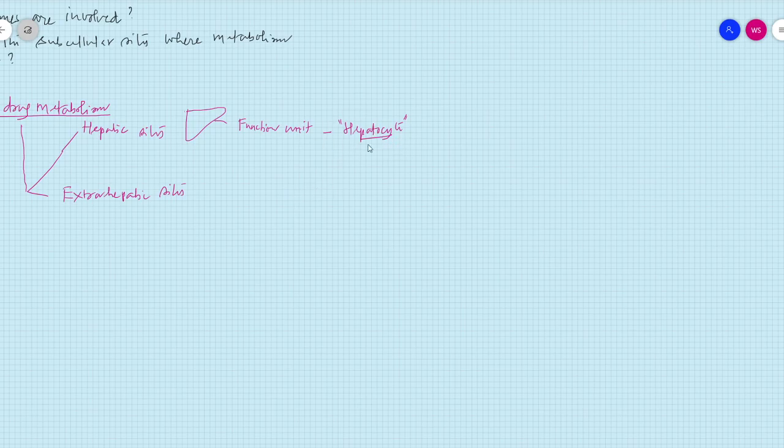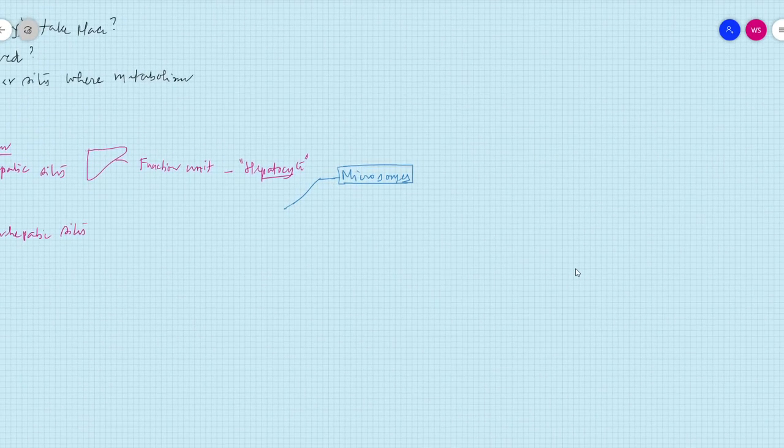Within this hepatocyte, there are certain regions which are defined. One is microsomes. Let's go one by one. The first one is microsomes. Microsomes are not a histological entity. They are something that is artificial.